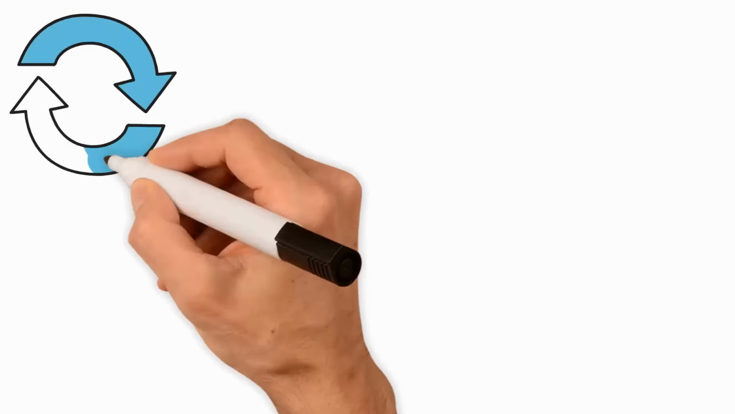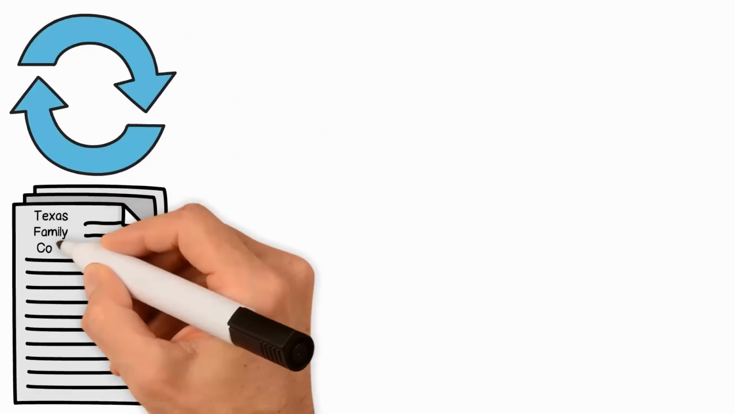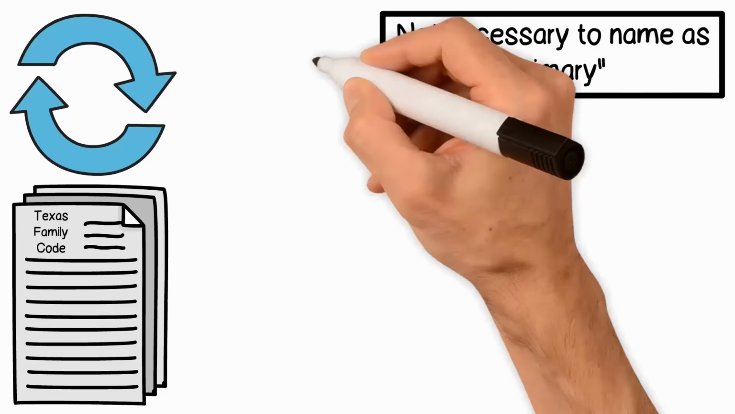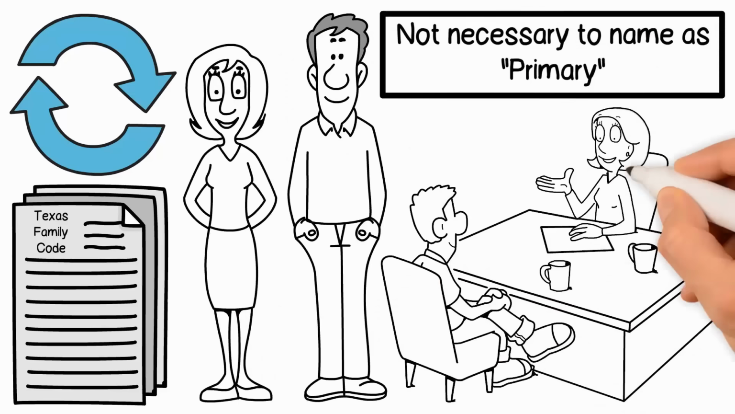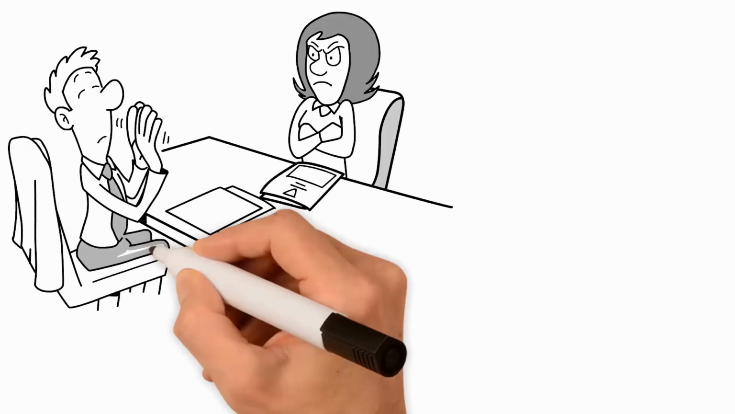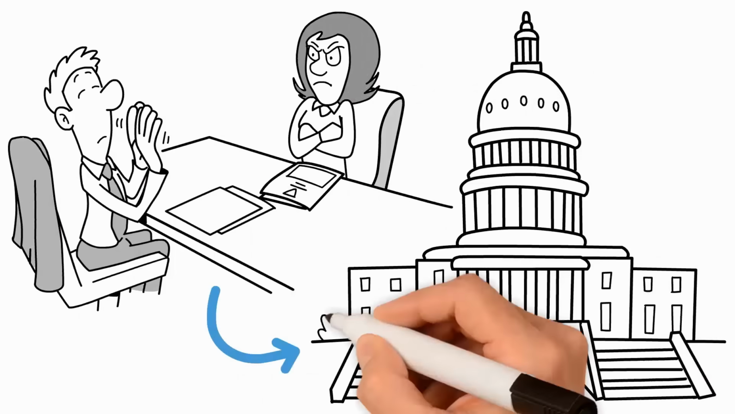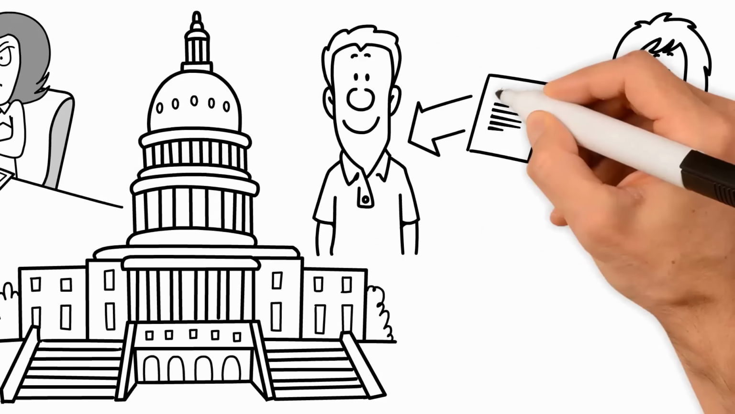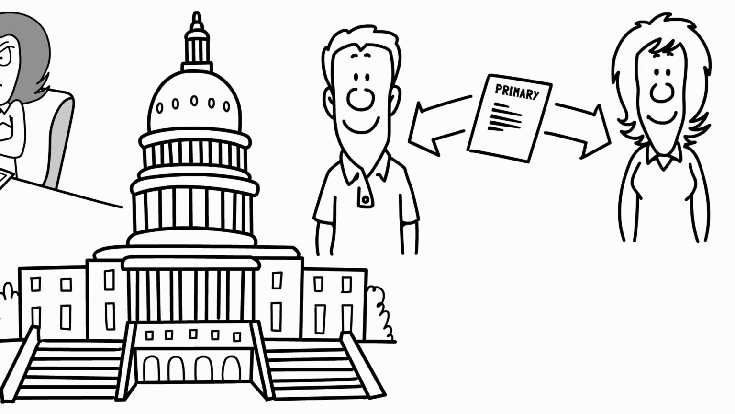Under fairly recent changes to the Texas Family Code, it's not necessary to name either parent as primary as long as the parties agree on the parenting plan. However, if the parties cannot agree and the case goes to trial, the court must name one party or the other as the primary parent.